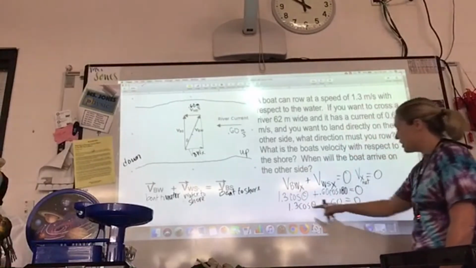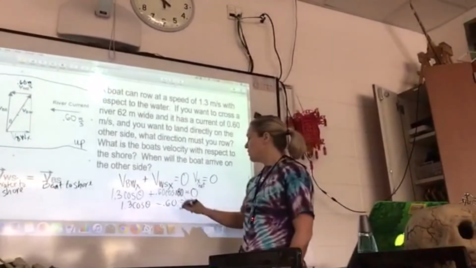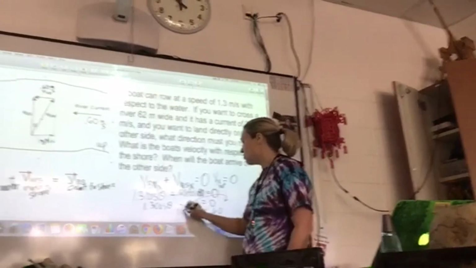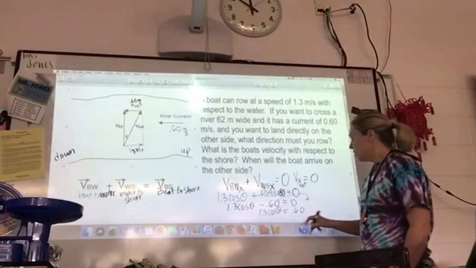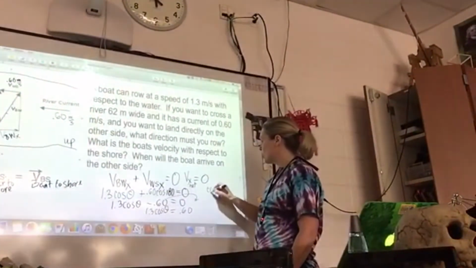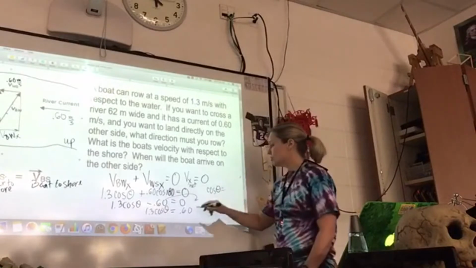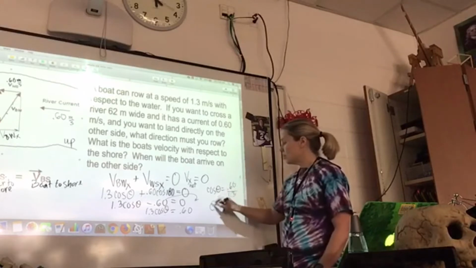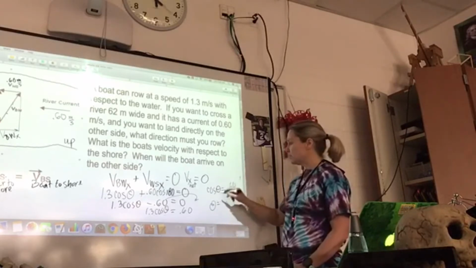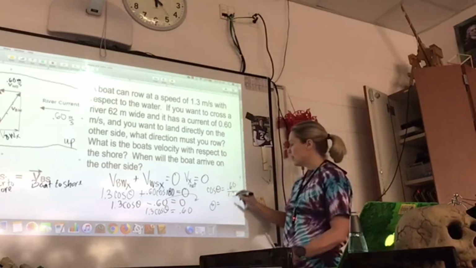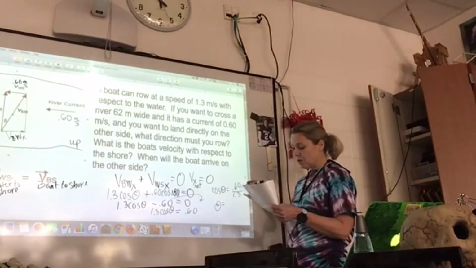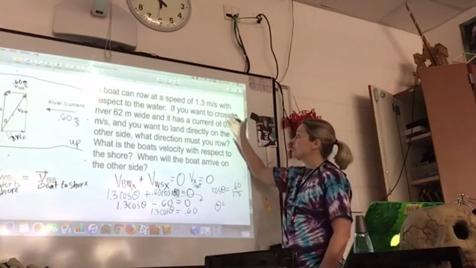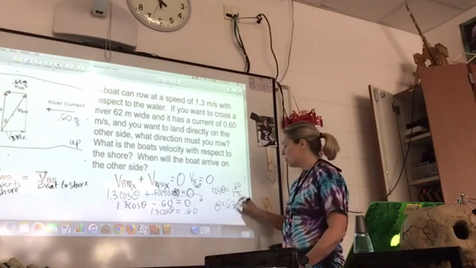Let's rewrite this. Okay, so now we solve. I'm going to bring this over to the other side and say 0.60 equals 1.3 cosine angle. Then I will divide, so I'll have cosine angle equals 0.60 over 1.3. But what do I do now? Inverse cosine to both sides, which leaves me with my theta or angle. And the magic of math, it's 62.5, but I just have 2 sig figs, so 63 degrees.